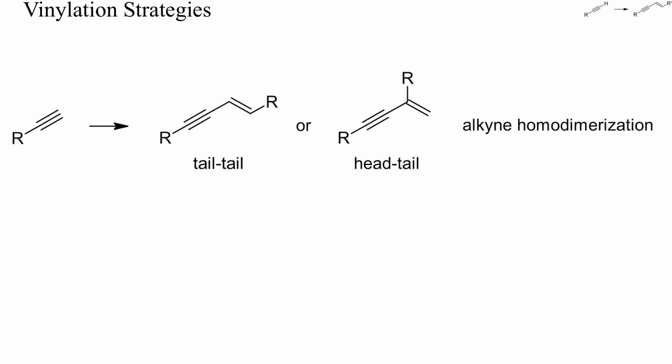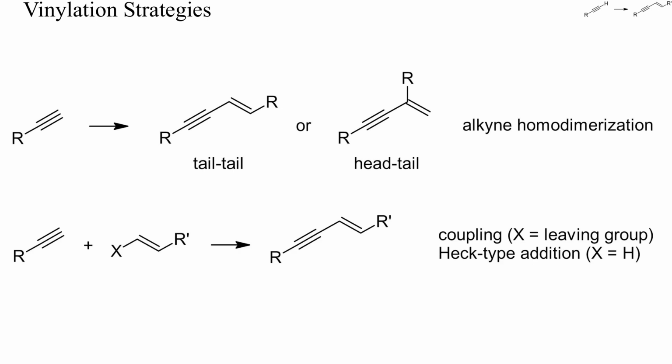Terminal alkynes can be dimerized to two types of product, a tail-tail or a head-tail homodimer. If two different alkynes are dimerized, product mixtures will usually result. Only if the two alkynes show significant reactivity differences, then a high-yielding heterodimerization might occur. Synthetically more versatile is the coupling of terminal alkynes with vinyl halides or with electron-deficient or otherwise reactive alkenes.